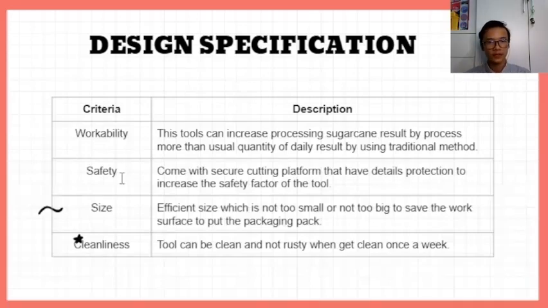Next is safety. We assure that our machine has details of protection to increase the safety factor of the tools. Next is size. We hope that our machine is not too small, so that we can have a work surface to put the packaging pack. Next is cleanliness. We hope that the machine we are designing can be easy to clean and not rusty when cleaned once a week.